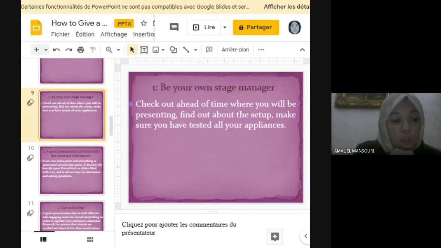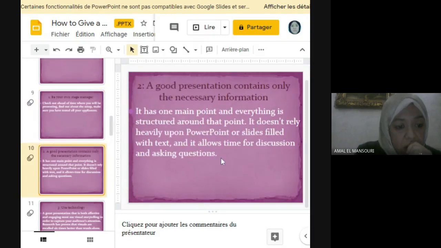The next tip is that a good presentation contains only the necessary information. So it has one main point, and everything is structured around that point. It doesn't rely heavily upon PowerPoints or slides filled with text, and it allows time for discussion and asking questions. So in a good presentation, you have to stick to the topic you have prepared beforehand, rather than straying too far off the topic. You have one topic, and you have to focus on it.